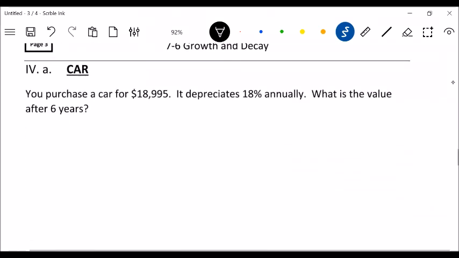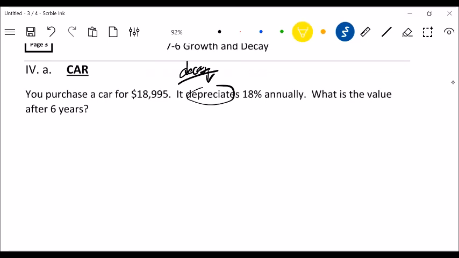Now, let's go to a finance problem. You purchase a car for almost $19,000 and it depreciates. That word means it's going down. That means this is a decay problem right there. I see that. It's going down 18% annually. So we have this amount, 18% depreciates. Annually means once a year. And we're going to find it for 6 years.